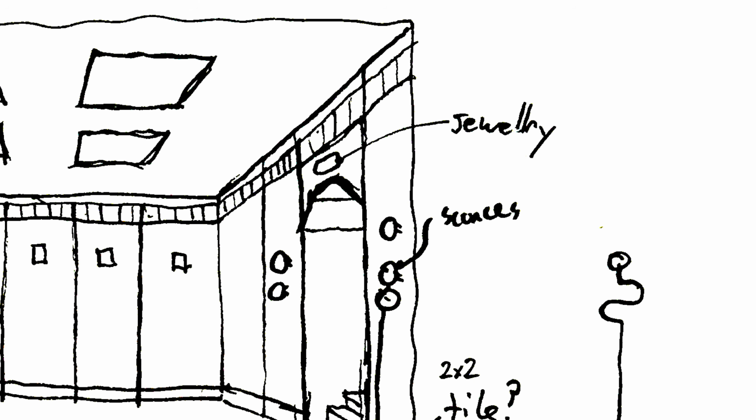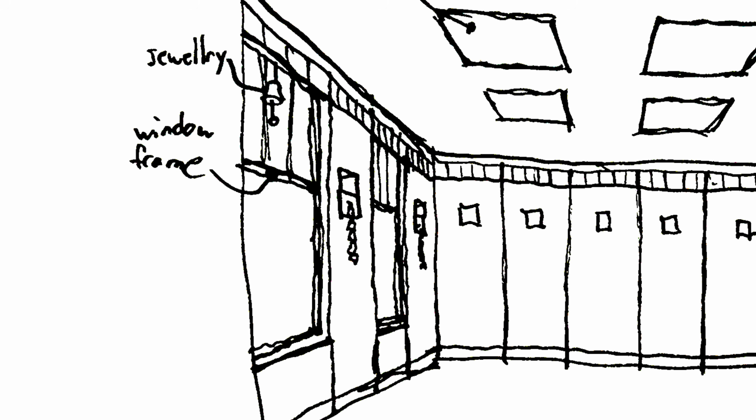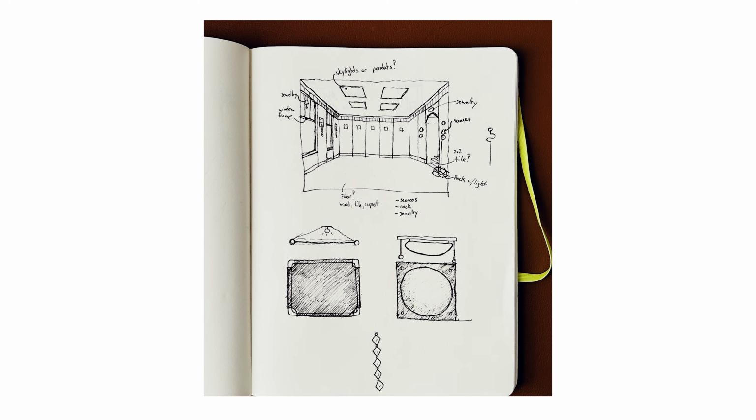I also started to think of some decor and jewelry objects. They will go over the threshold and onto the window wall. For materials, I'm going to try a wood floor, but I don't think it's the answer yet, so maybe I'll try a tile as well.